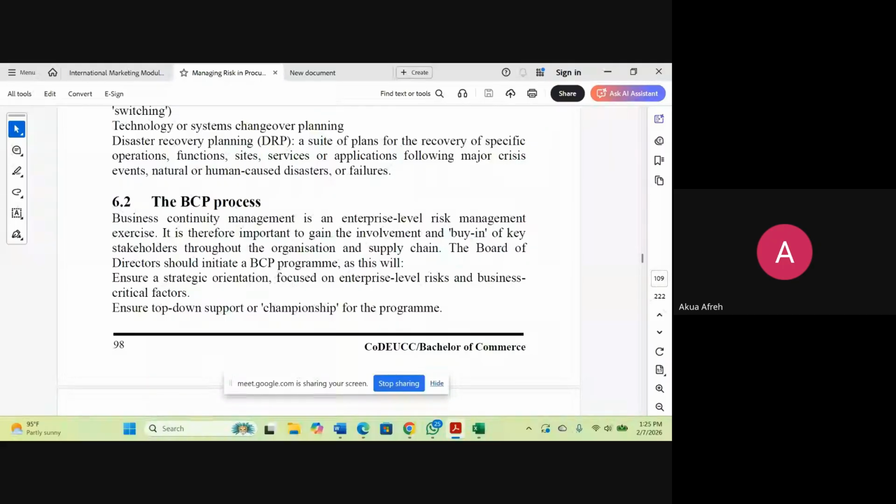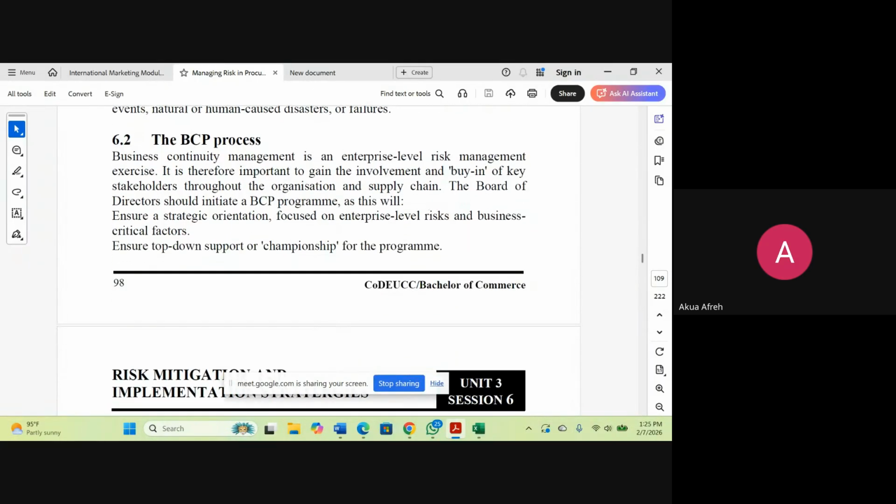After the development of a plan, you need to test and review if it really works. A plan that we don't test might fail when there is any form of crisis. So you need to test the plan to see if it really works. These are the processes involved when you talk about business continuity planning.